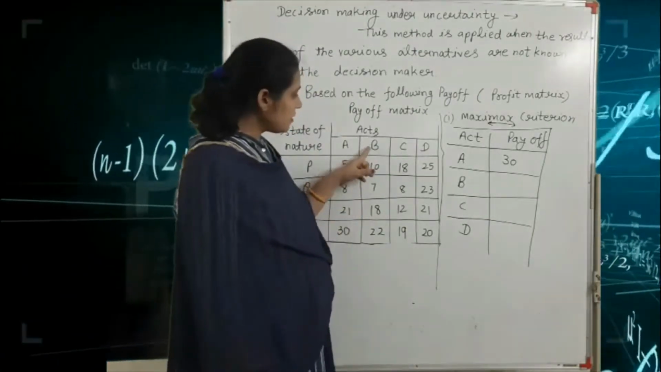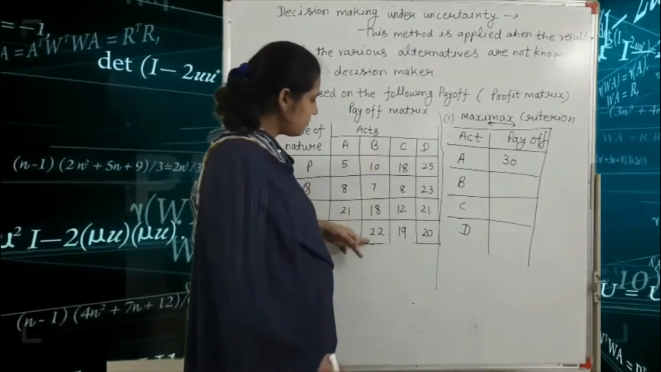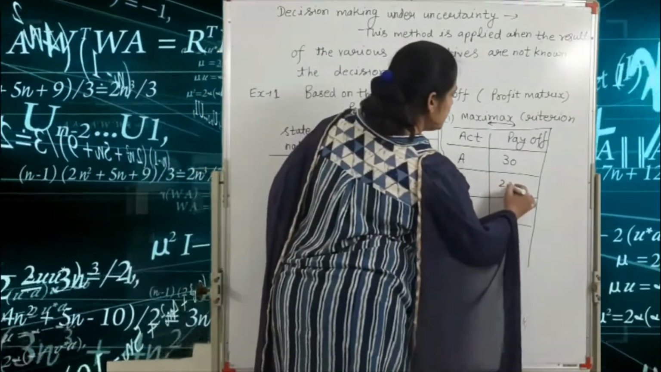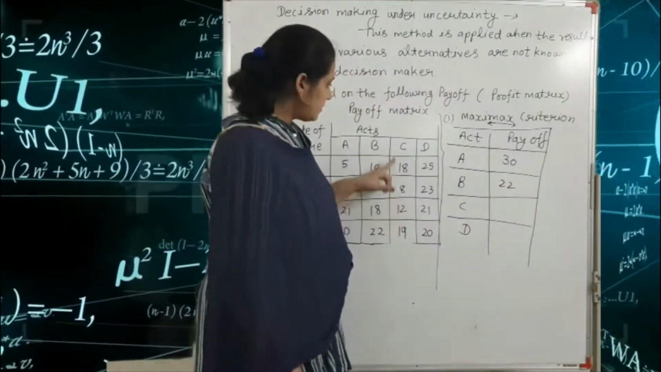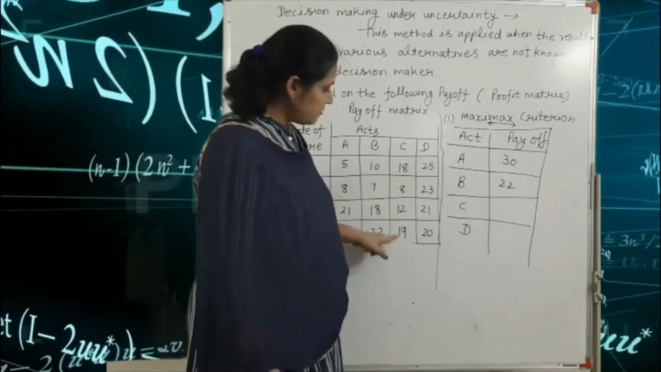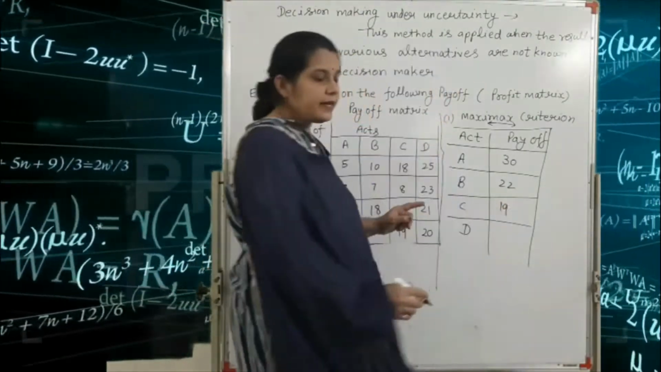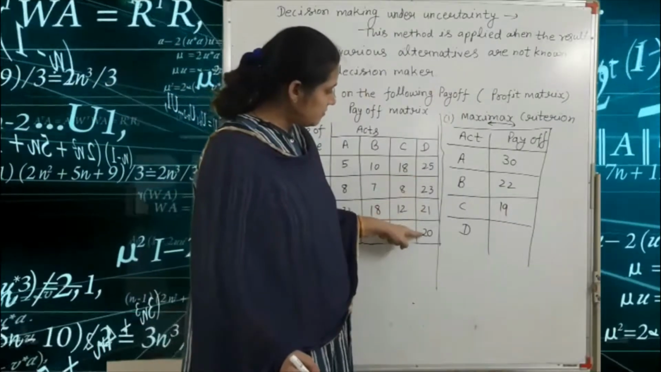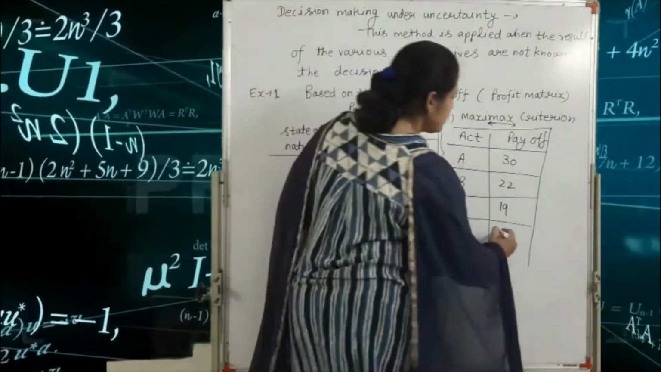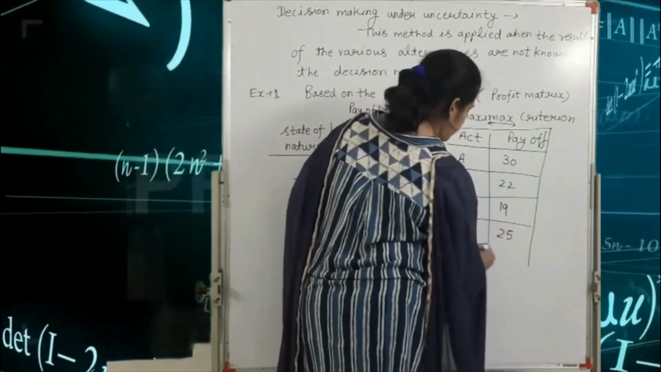Next, the column of B. The maximum value is what? The maximum value is 22. Got it? Third column, the maximum value is what? The maximum value is 90. Okay. And the fourth column, the maximum value is what? The maximum value is 25. Okay.